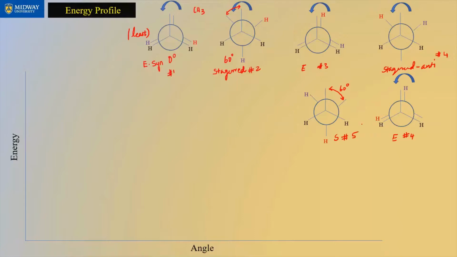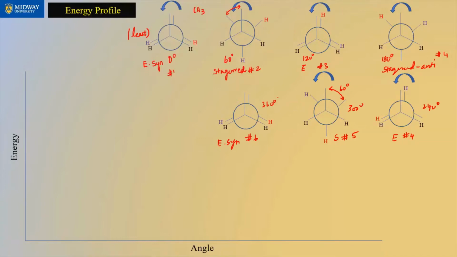Okay, let's do another 60 degrees. We ended up where we started. So this is number 6. This is eclipsed syn as well, so we don't need both, but we need that for reference. So this is 60, this is 120, this is 180, this is 240, this is 300, and 360 degrees.